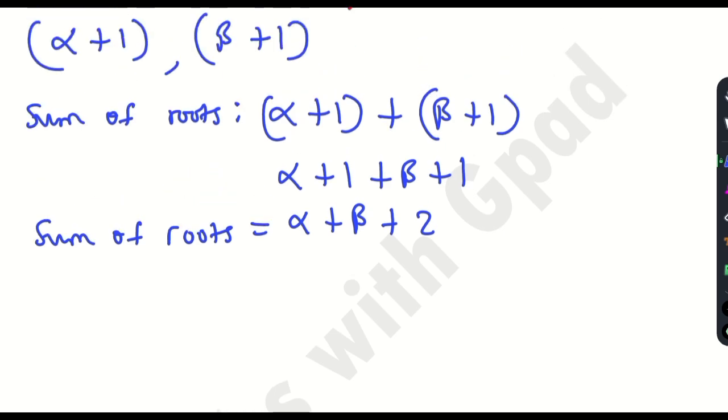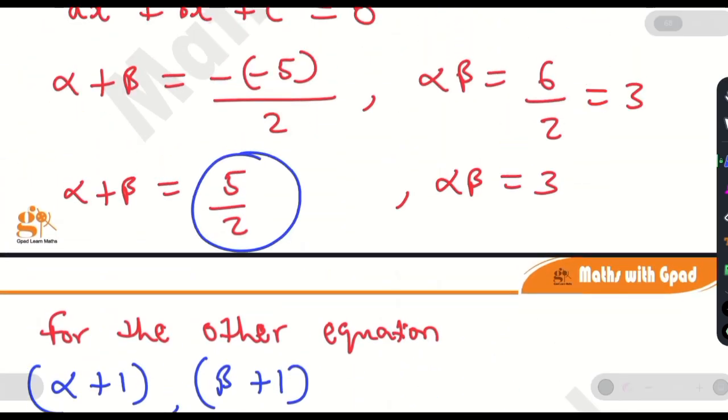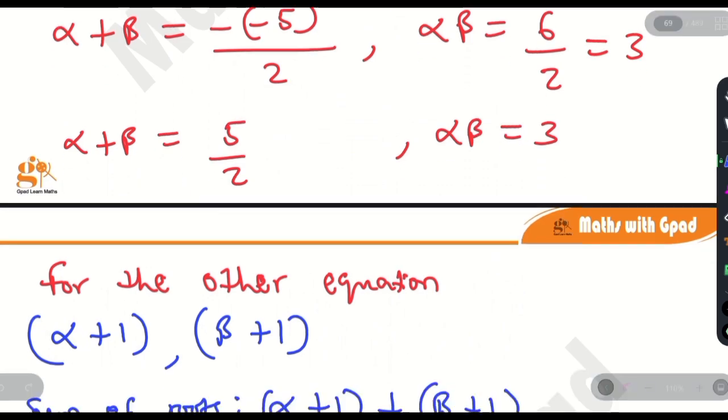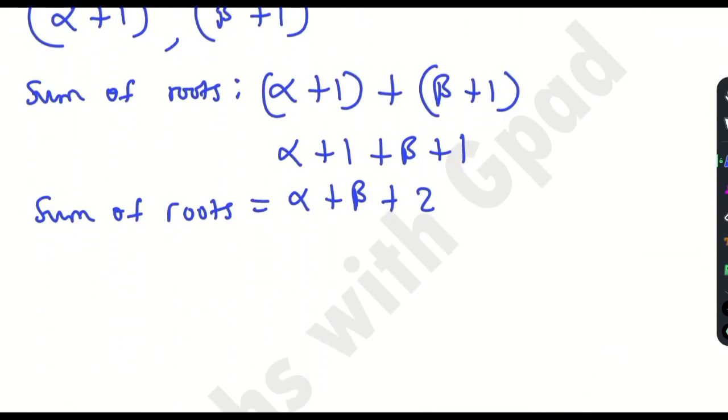Let's go back and check. Alpha plus beta from the other equation is what? 5 over 2. So this is going to be useful in getting the sum of roots for this other equation. So here I'm going to write 5 over 2 plus, what's this? 2. So let's just put this together.